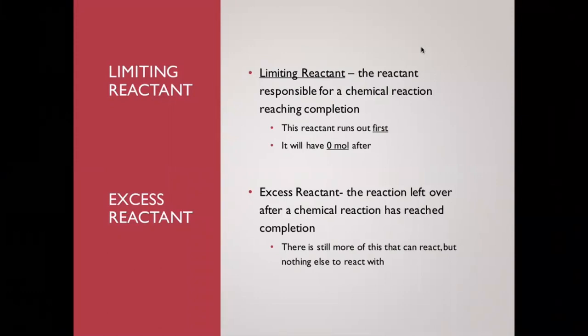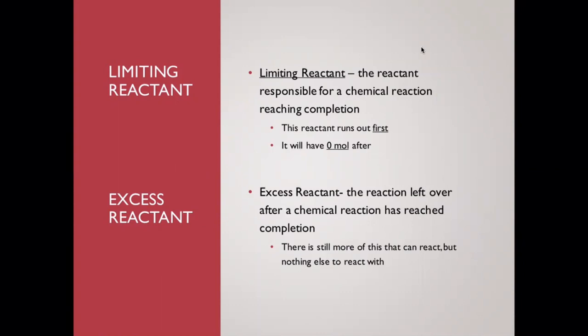So in a chemical reaction, we usually have a reactants side and a product side. When we're comparing a limiting reactant to an excess reactant, whichever one runs out first, meaning there is going to be none left over, we call it the limiting because it limits how much of our products we can make.